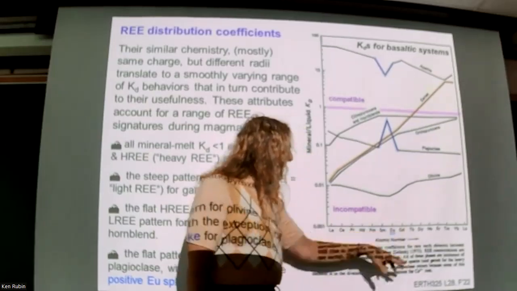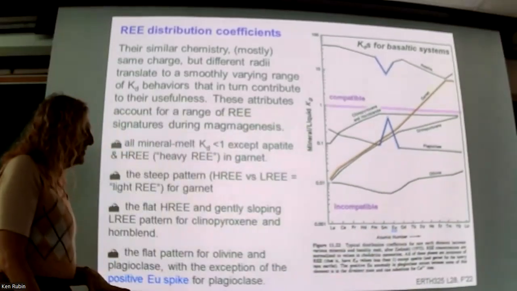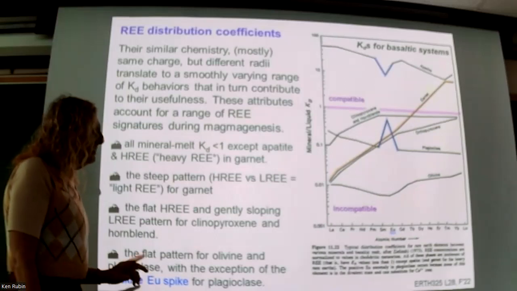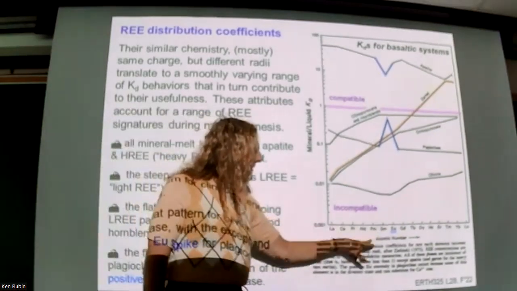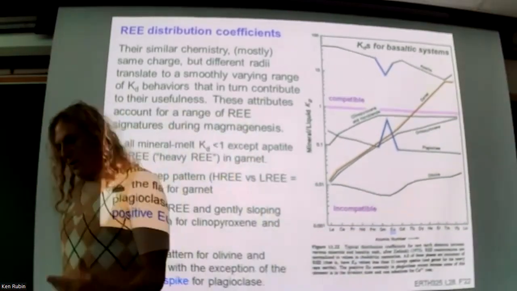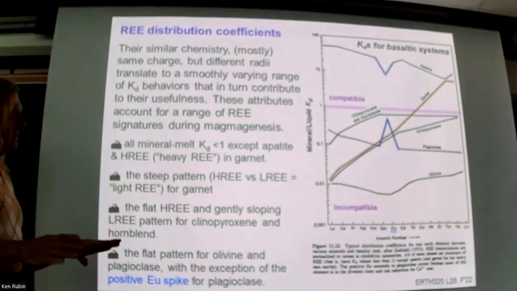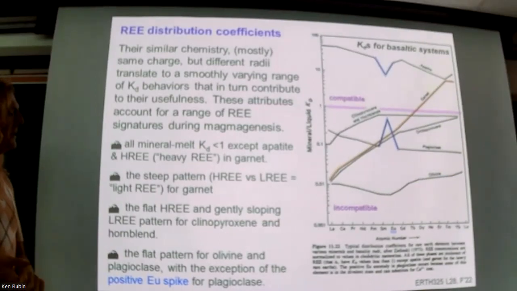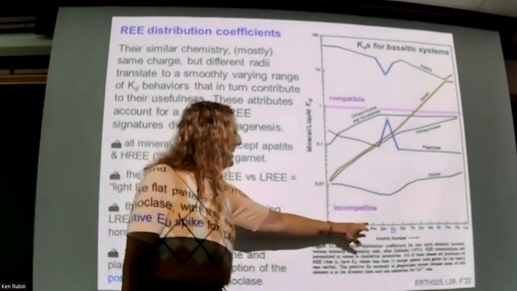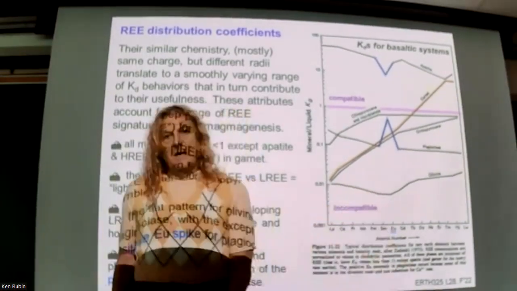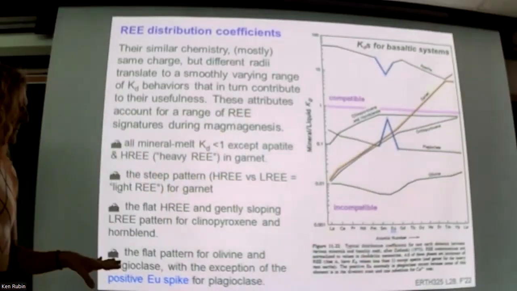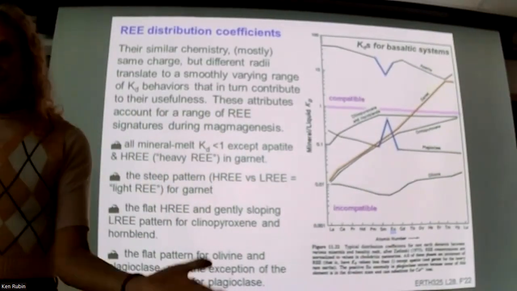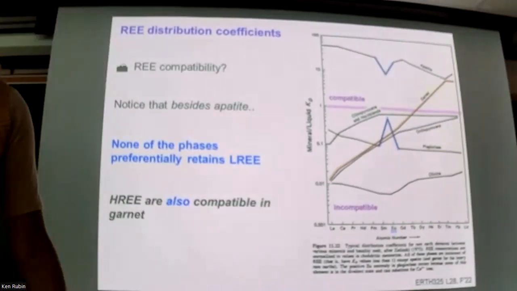Another thing which I pointed out last time, but I also want to remind you of, is that promethium doesn't have any non-radioactive naturally occurring isotopes on Earth. So sometimes people leave it out of their diagrams. Sometimes people put it in there, and they basically interpolate a value from the things on either side. But there's no promethium data that people collect. It's not to be collected.